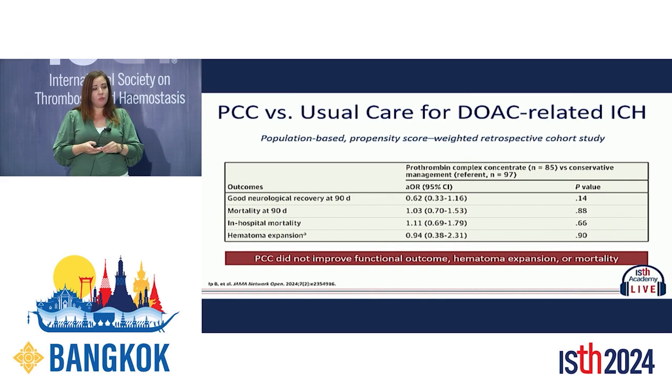So putting up this study, this is a recent publication. This is a population-based, propensity score-weighted retrospective cohort study of individuals presenting with intracranial bleeding on direct oral anticoagulants who either received PCC or conservative management without PCC. And you can see here from this slide that the patients who received PCC did not have improved outcomes compared to those who did not. And that would include things like hematoma expansion or mortality. And this was a single country study done in China. Prior to this study, we didn't have comparative data in this manner.